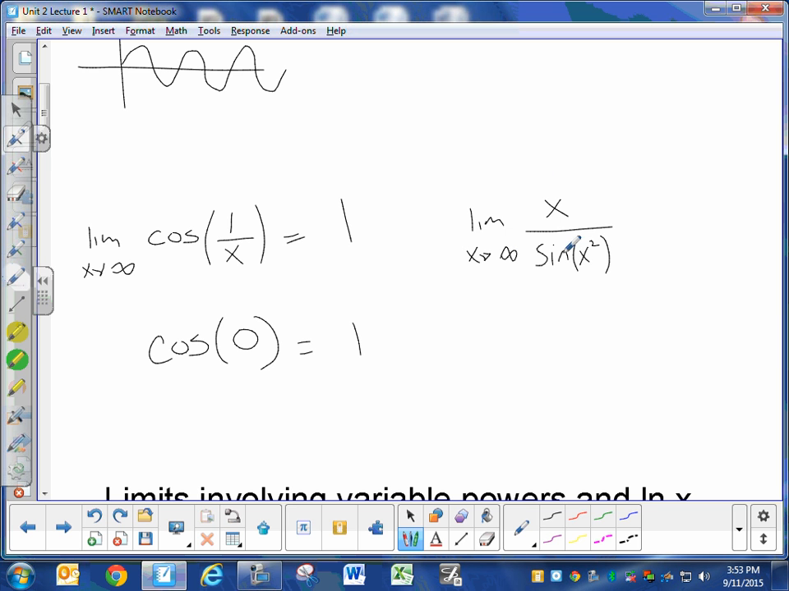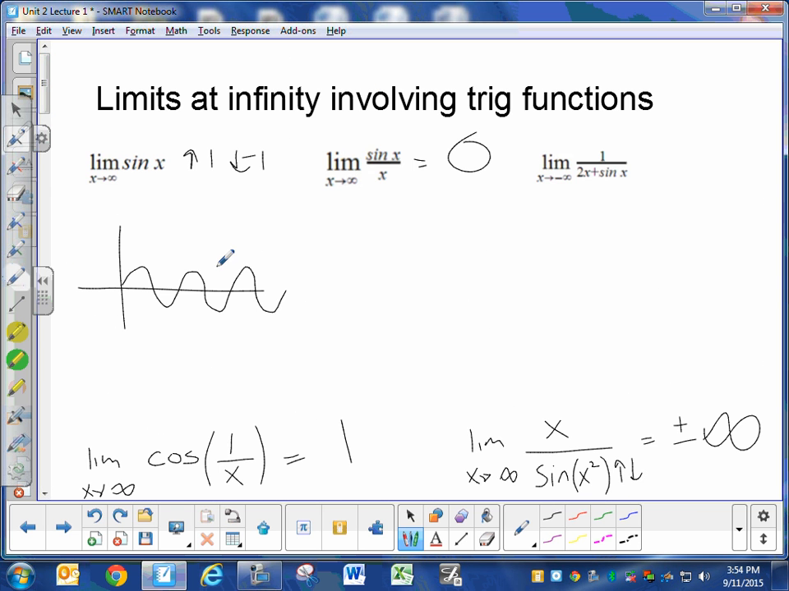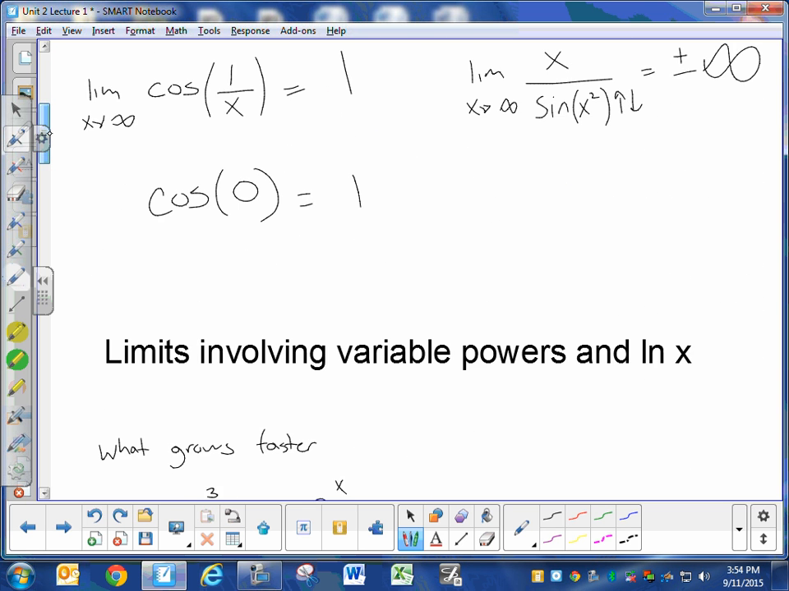Here, if I plug in infinity to sine, it doesn't matter that it's squared. This is just going to increase and decrease, and it's going to be positive and negative values as we're continuing to go. And then this will continue to increase. So this will trend towards both positive infinity and negative infinity. It's a little bit complex of a problem, but the key to the concept is that sine is not growing. It's just oscillating. Sine does not grow. Cosine does not grow. It just oscillates.